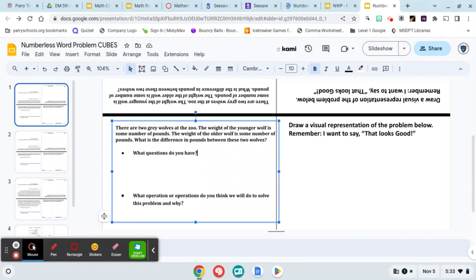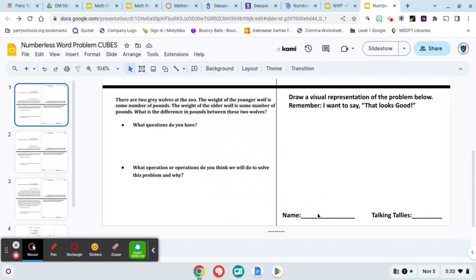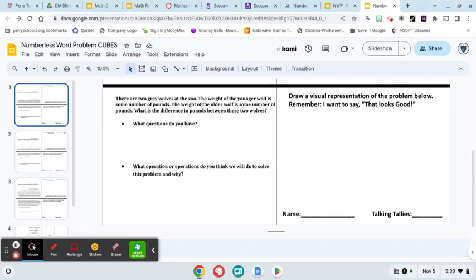Each of you is going to have one of these half pieces of paper. I'm only going to be looking at this part here today. First, I'm going to read the text, and I'm going to use cubes while I read. Follow along with me as I read it aloud. There are two gray wolves at the zoo. The weight of the younger wolf is some number of pounds. The weight of the older wolf is some number of pounds. What is the difference in pounds between these two wolves?